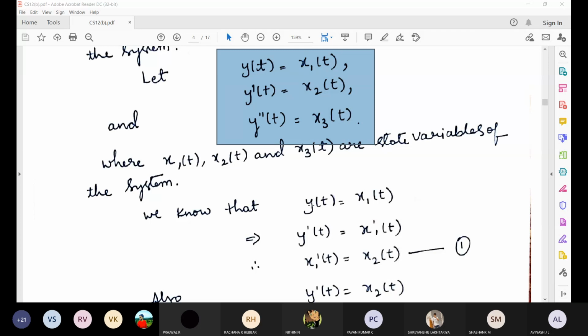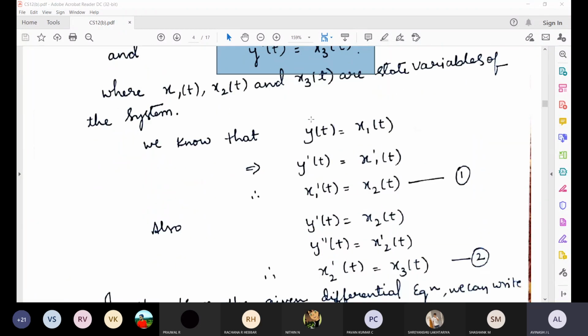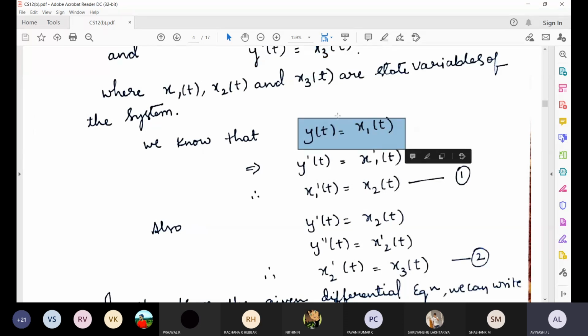Now, we are not exactly finding the state variables, just representing or considering them. After that, we need to consider the differential state variables. How do we do that? We know that y of t is equal to x1 of t. We take the differentiation on both sides, so y dash of t will be equal to x1 dash of t. Clear?